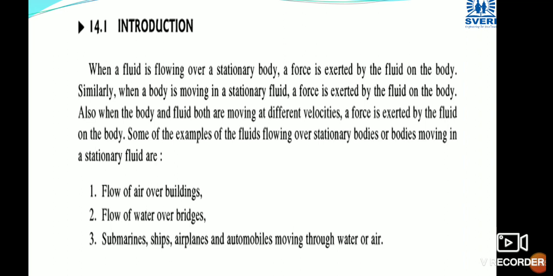Examples are there: when the fluid is flowing and the body is stationary, we have the flow of air over buildings and the flow of water over bridges. Then there are submarines and ships, where the fluid is moving and, at the same time, the object is also moving. For example, submarines, ships, aeroplanes, automobiles moving through water or air. In that case, always forces are going to be exerted by the fluid.